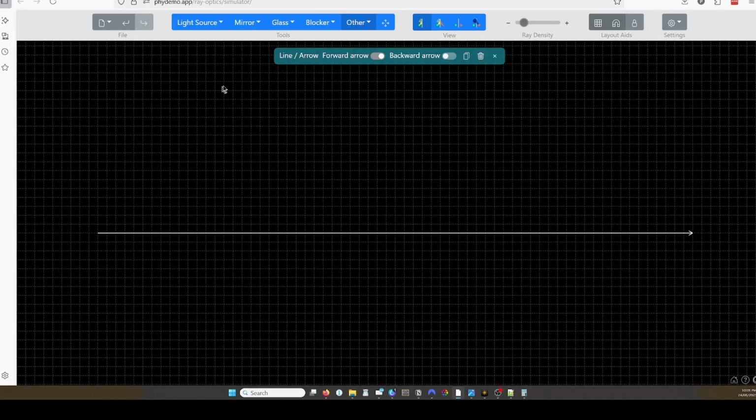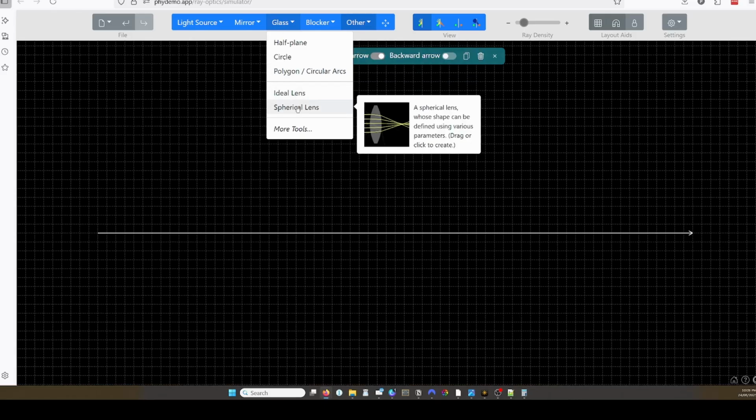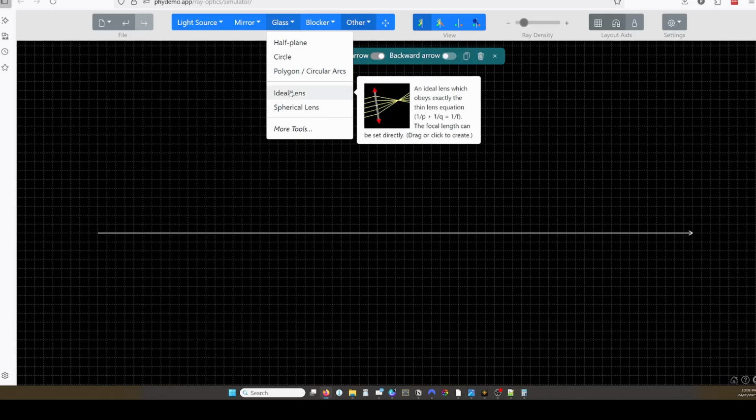Now, this is the program interface. Here under glass, I can choose either an ideal lens or a spherical lens. I'm going to start with the ideal lens. And we can see it's represented simply as a line with arrows at the ends. The arrows point up and out for convex lenses. Traditionally for concave lenses, the arrows would sort of point inwards. You notice it has no thickness.